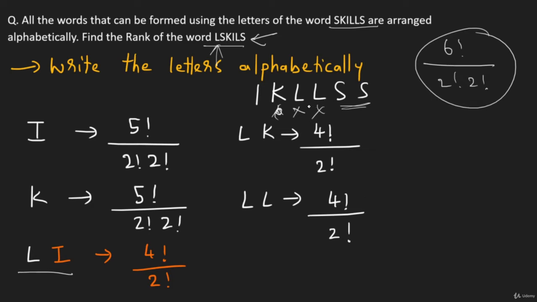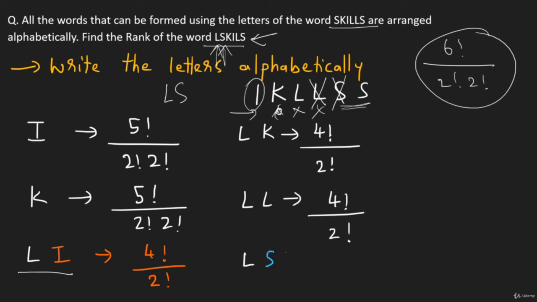Similarly, after that, what will come? S will come, right? We have finished LI, LK and LL. After that, it will be LS, and that's what we want over here. So we keep that as it is. After that, what will come after LS? L is consumed and S is consumed. Again, we check alphabetically. It would be starting with I, right?